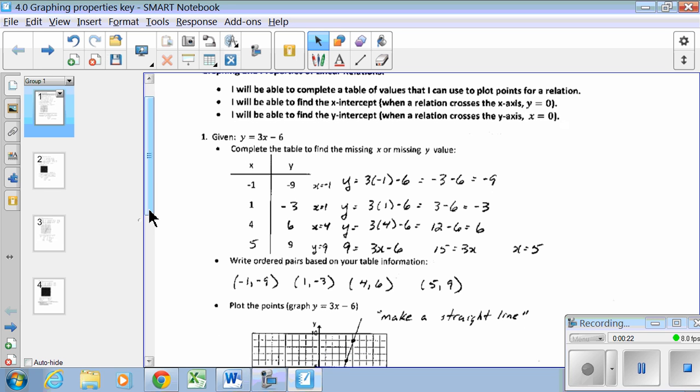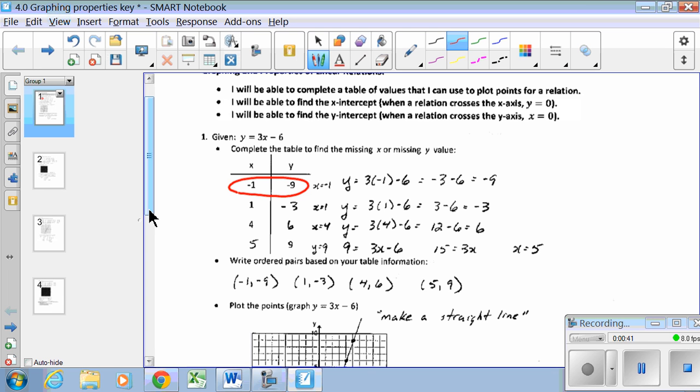So to start off with, I've given us a table with some blanks in it. And I've given you either the x value or the y value. What we're really asking you to do is to solve equations to find the unknown number. So, for example, I gave you both these numbers, -1 and -9. If we said x equals -1, what we're really doing is just putting -1 in for the x.